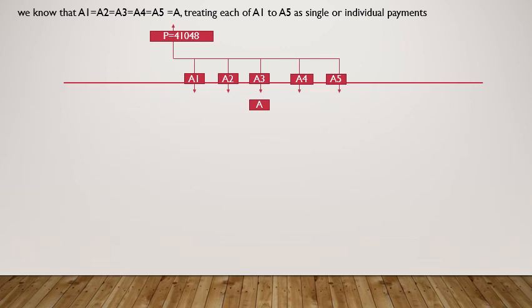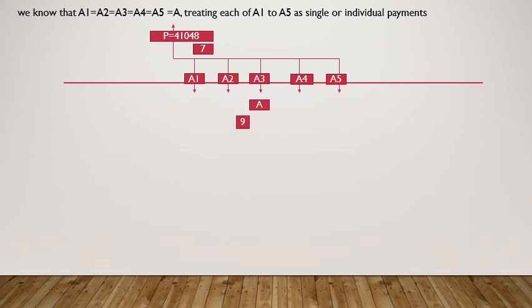For the time being, let me treat them as single or individual payments and try to convert each one of these into its P, instead of converting A into P. I consider A1 as a single payment, A2 as a single payment, A3 as single, A4 as single, and A5 as a single payment, and I know that they are equal to A. But for the time being, I will consider them as single payments, because if I consider it as A, I cannot use a common rate of interest. Since it is varying, I will treat them as individual payments.